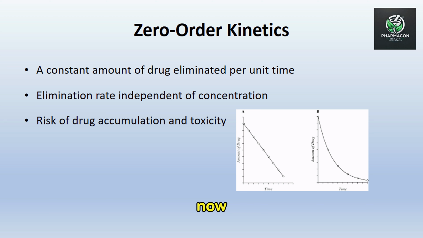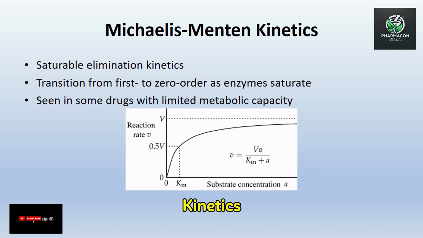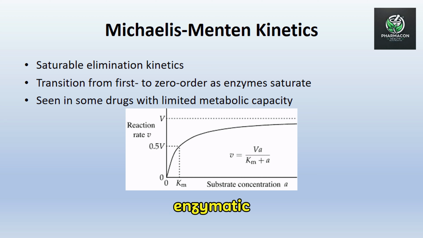Now, let's take a closer look at drugs that transition between first-order and zero-order, following a saturable pattern called Michaelis-Menten kinetics. Michaelis-Menten kinetics describes drugs that begin with first-order elimination, but transition to zero-order as drug concentration increases and enzymatic pathways become saturated. This is particularly important for drugs with limited metabolic capacity. At therapeutic doses, these drugs may behave predictably, but even small increases can overwhelm the system, leading to nonlinear and unpredictable kinetics, raising the risk for adverse effects.